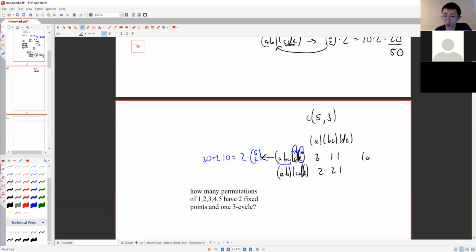Okay, what if you have the other case? So now you have 5 elements, one of them is fixed, and then you have 2 cycles.